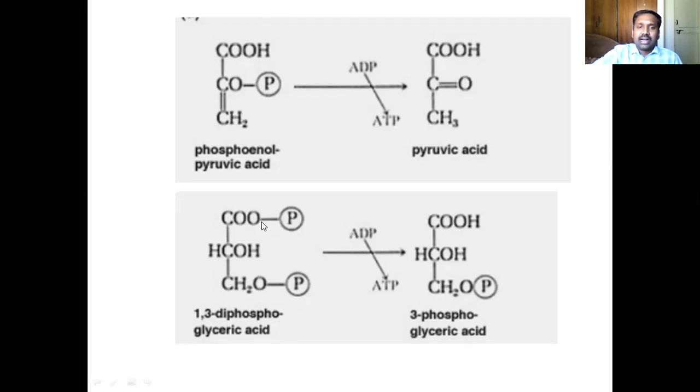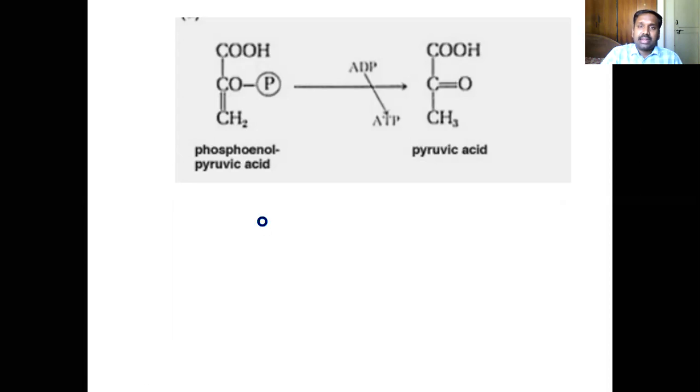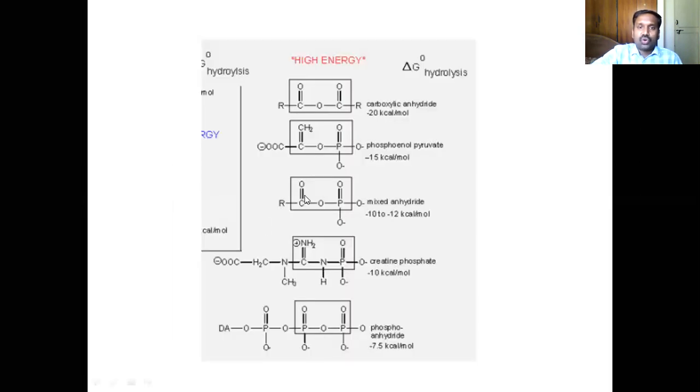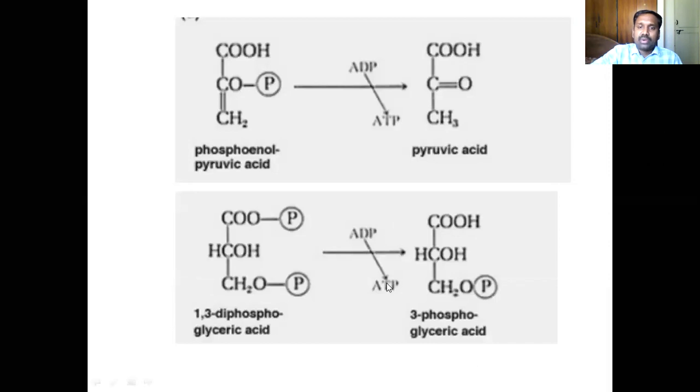That's it. So what is the energy released when a phosphocarboxylic mixed anhydride is hydrolyzed? Minus 10 to minus 12 kilocalories. That is more than enough, because ADP to ATP requires only 7.3 kilocalories. This reaction is liberating more than 10 kilocalories, so that can be used to make ATP from ADP. So these reactions can be classified under a broader and very important heading called substrate level phosphorylation.